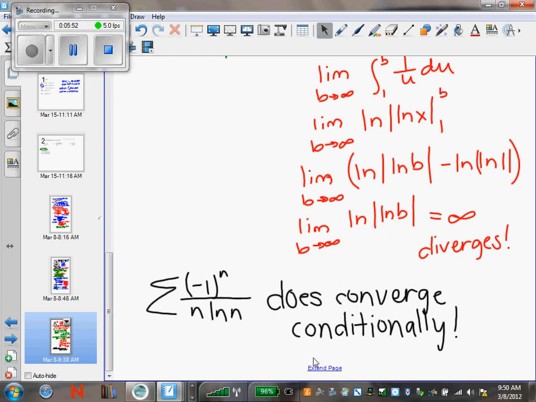Remember that natural log of n does not count as a power. Just like sine of n or cosine of n does not count as a power. So this is just to degree 1 in the denominator. Okay? I hope that helps.